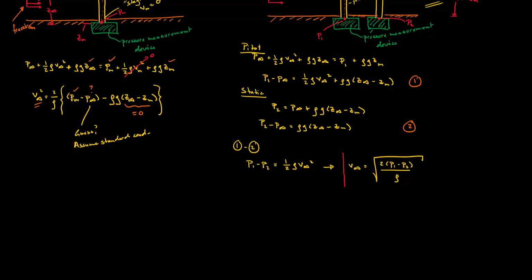So what we see here is that with a second pressure measurement device, we are able not only to eliminate the unknown free stream pressure, but we can also eliminate the elevation terms as well. And so this is a very typical application of Bernoulli's equation applied to a fluid flow problem.